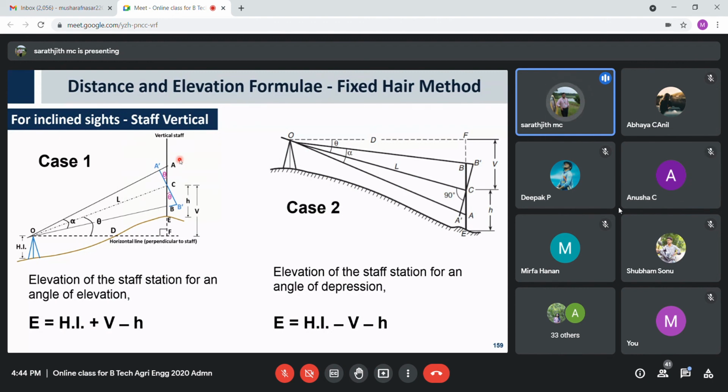Okay, with this, we can wind up today's class. And we'll see next week. No, tomorrow there is no hour for us. Saturday, this is holiday, right? This Saturday. Okay. So we'll meet next week and we'll continue with this. I think it will take one more hour to finish this tachyometry session.